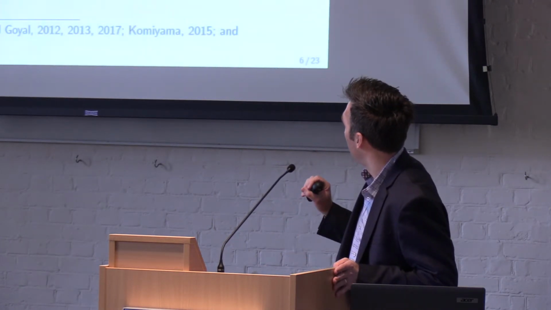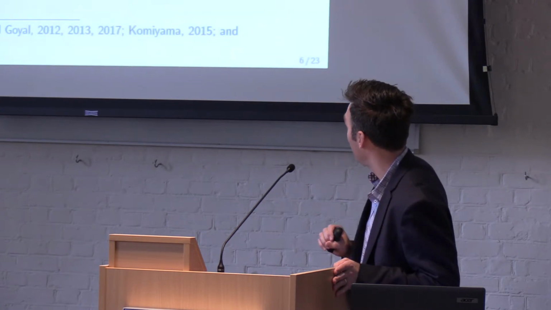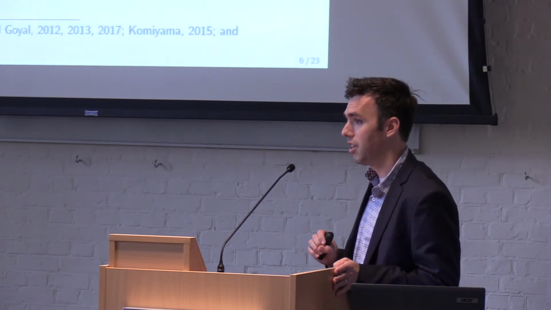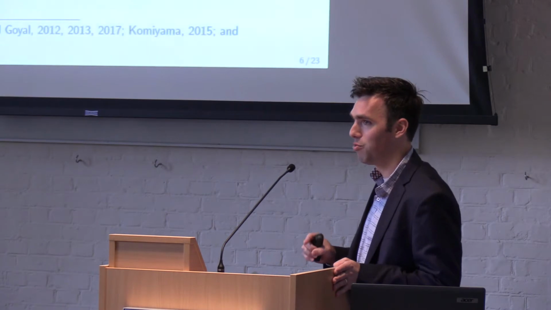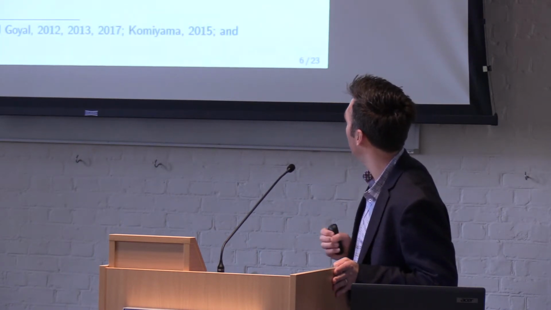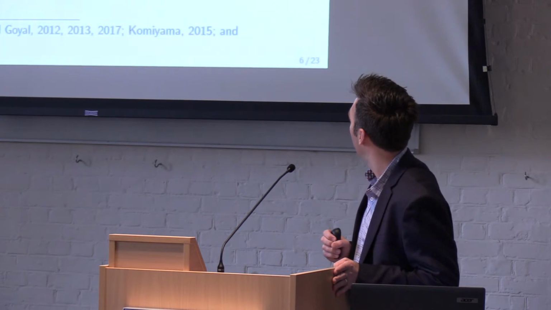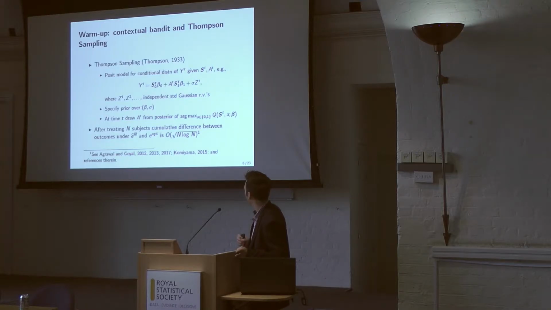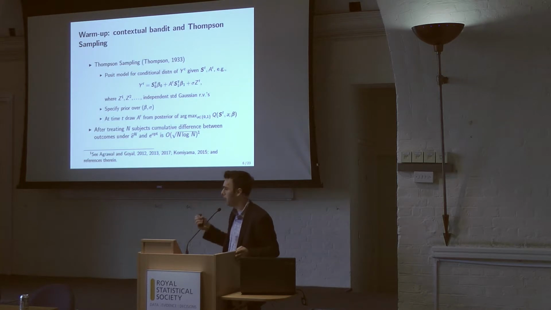So you have to posit a model for the conditional distribution of y, given S and A. So notice there's more modeling here. For example, just to match what we did on the previous slide, let's put a linear model plus a Gaussian error. And you have to then specify a prior over beta, and also the variance, sigma. So you specify that prior.